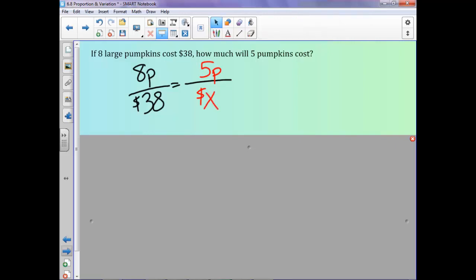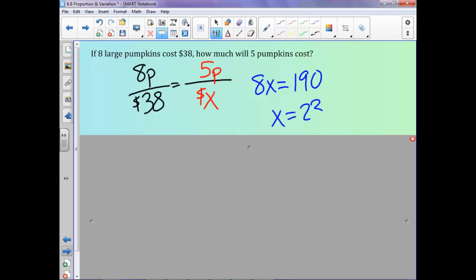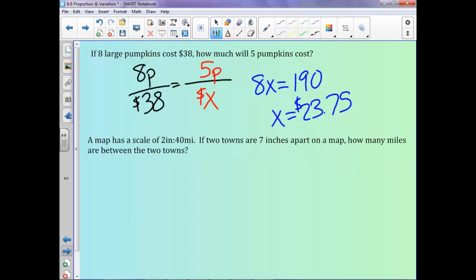Well, now we just have to cross multiply. And I'm going to work on the right side. So we'll have 8x equals 5 times 38, which is 190. When we divide both sides by 8, we get $23.75. So at this going rate for the pumpkins, 5 pumpkins will cost us $23.75.